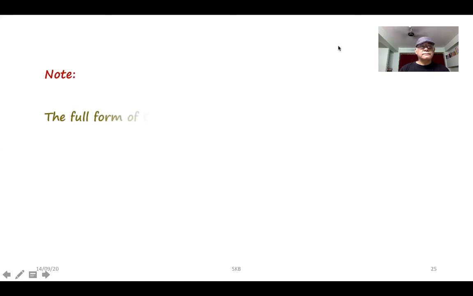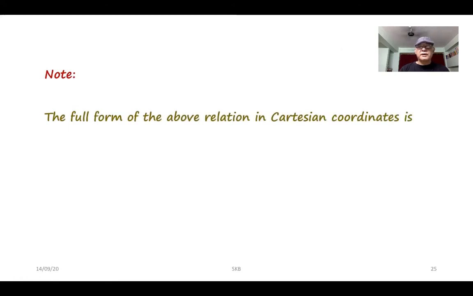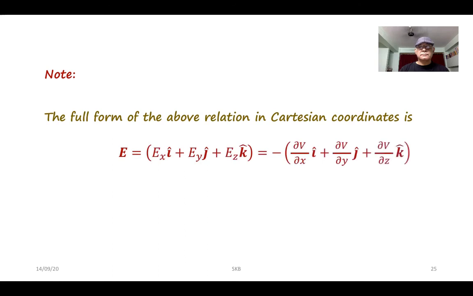Note, the full form of the above relation in Cartesian coordinates is given, wherein we have considered the components of E and also the partial derivatives of the potential function V. This is, however, a relation not relevant too much for class 12. You'll be requiring it only in higher classes.